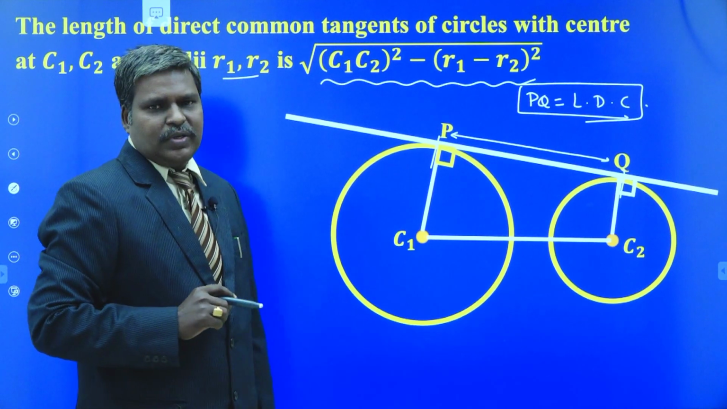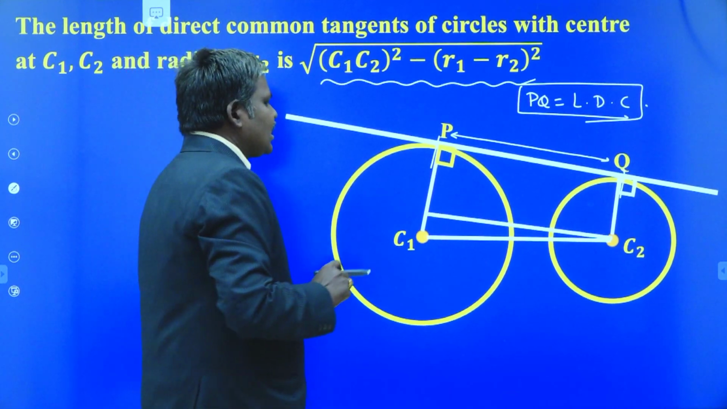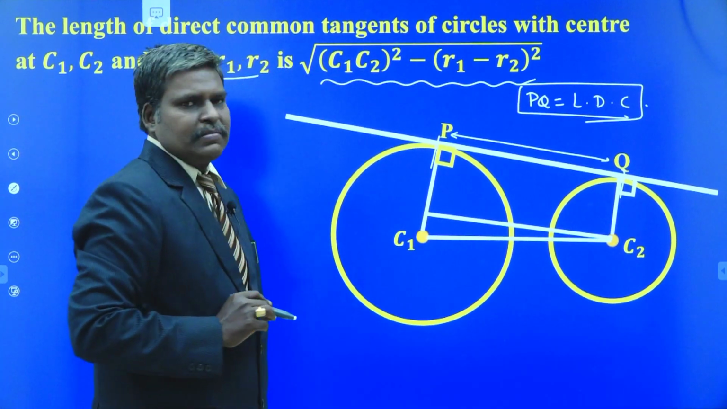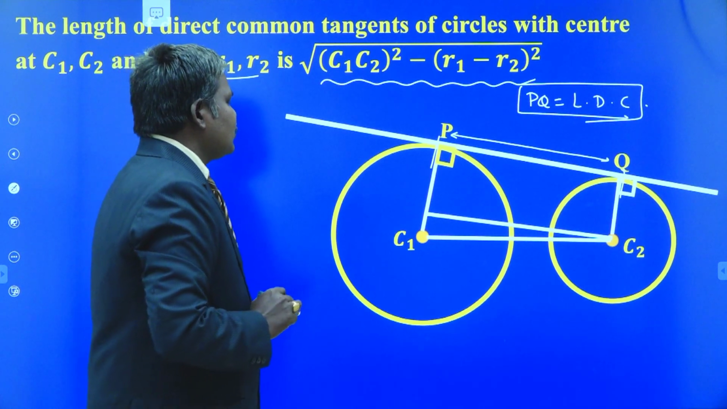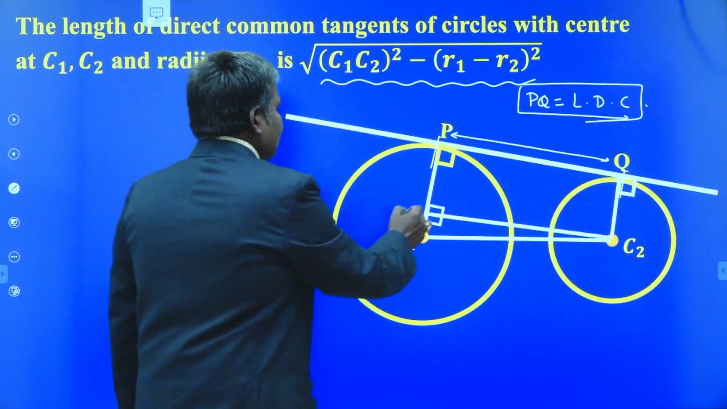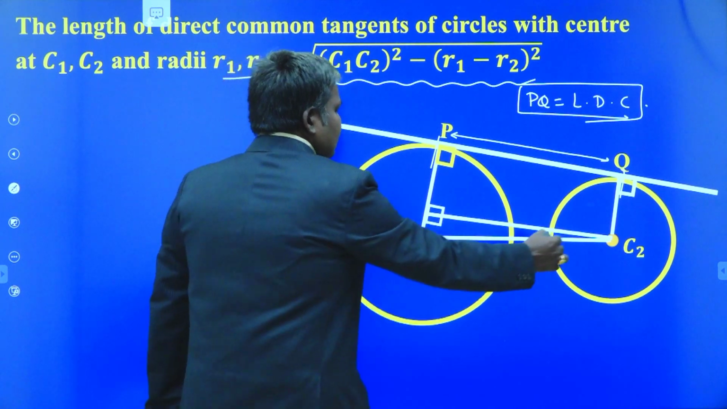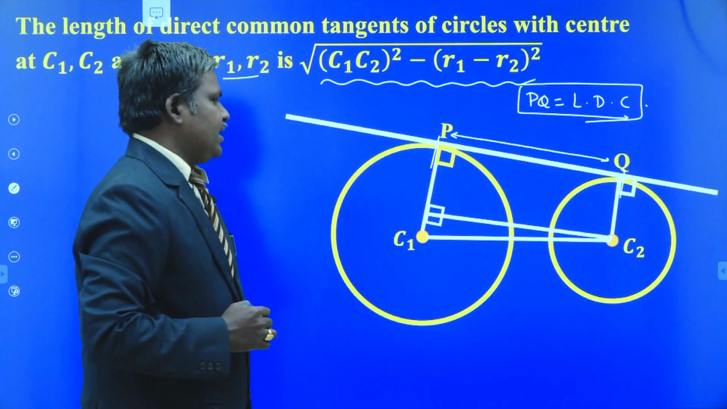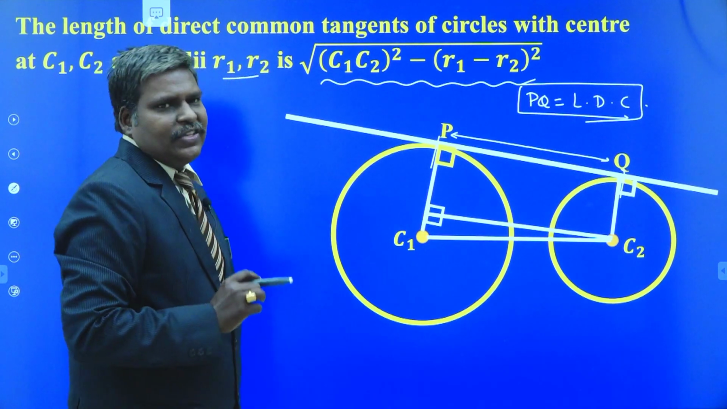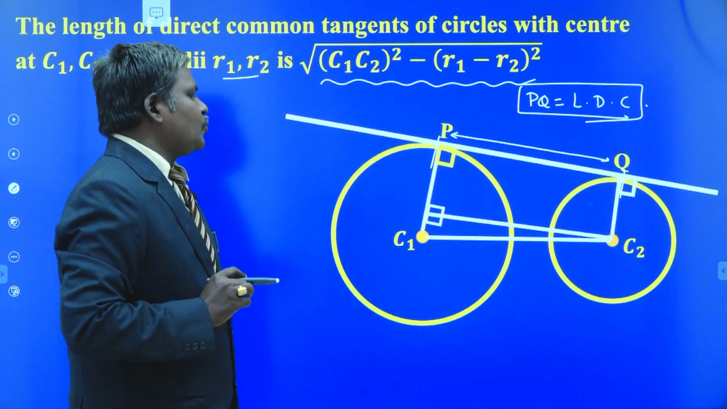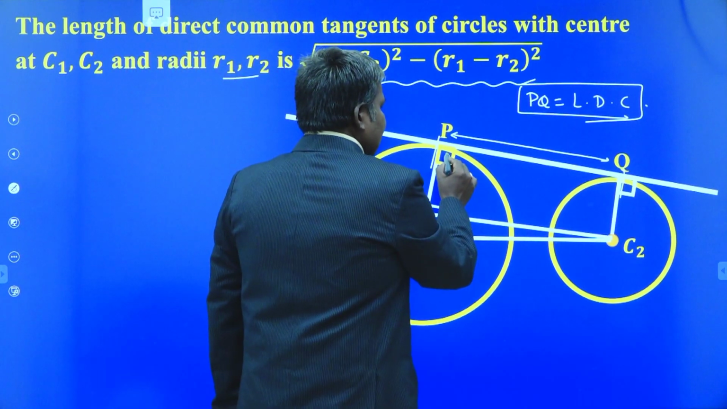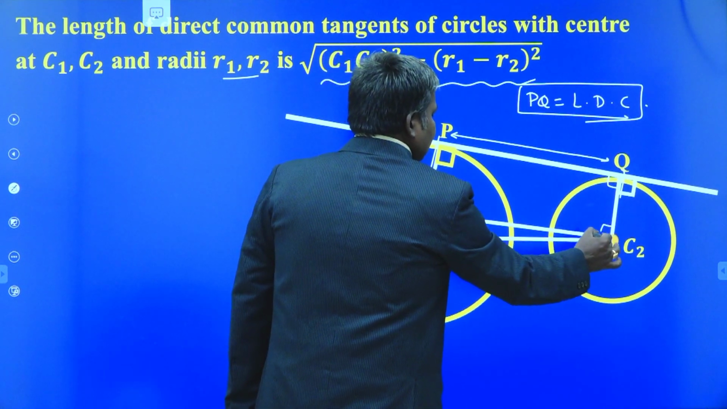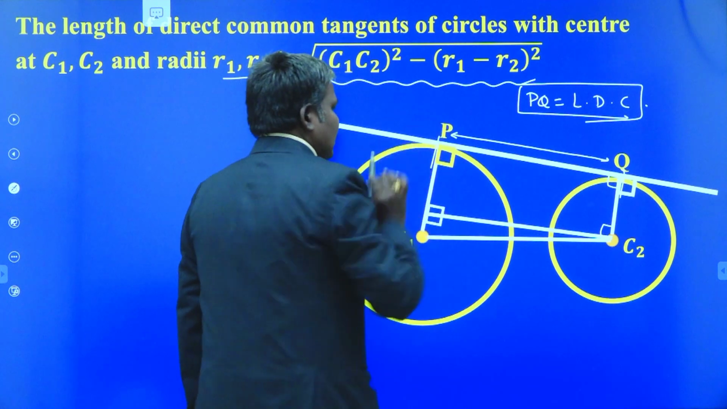How to crack this one? Now, you just draw the perpendicular from C2 to this radius. What is the angle here? 90 degrees, because we are drawing the perpendicular from C to here. If it is 90 degrees, automatically this will also be 90 degrees. With the help of this figure, can we find PQ or not? So this is 90 degrees, this is also 90 degrees, this is 90 degrees, so automatically this will also be 90 degrees. So it is a rectangle.